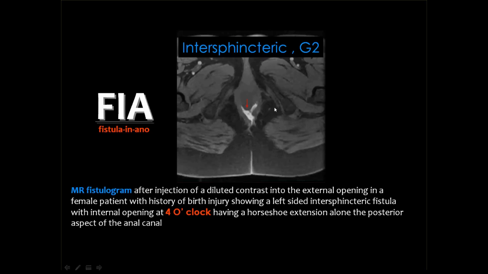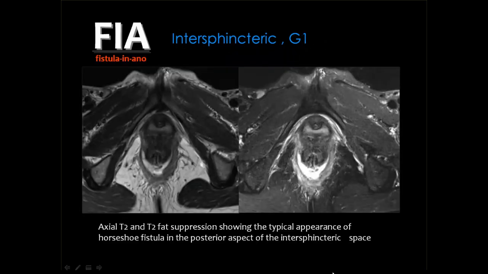And many times this intersphincteric fistula may cross the midline to form what is known as a horseshoe extension along the posterior aspect of the anal canal. And this is another example. And here you can see what's known as the horseshoe fistula, and this fistula is located between the internal sphincter and the external sphincter, so it is an intersphincteric fistula and is classified as grade 1.